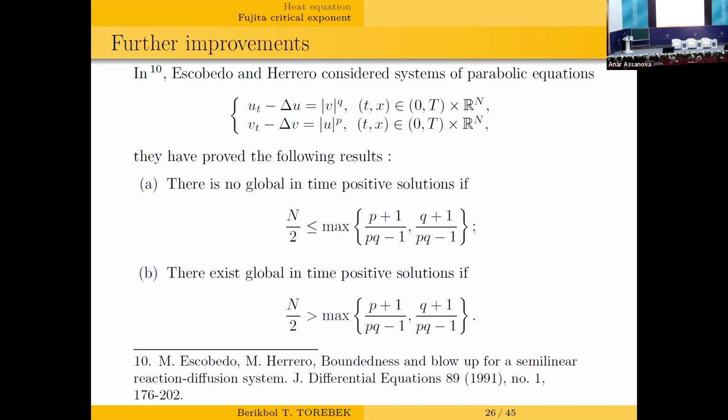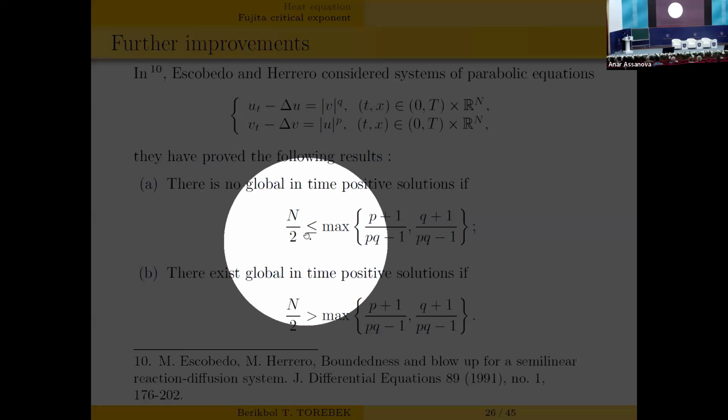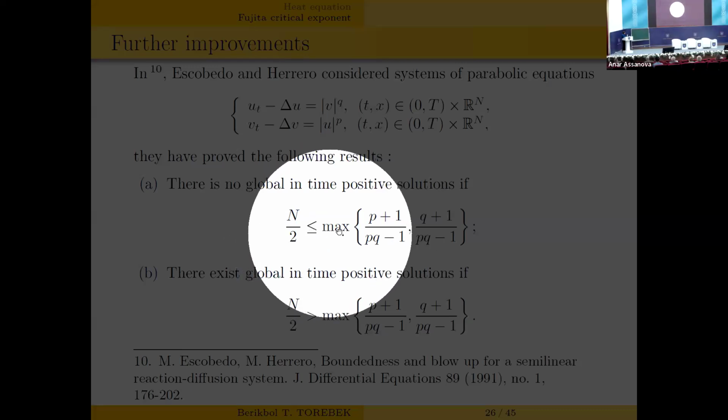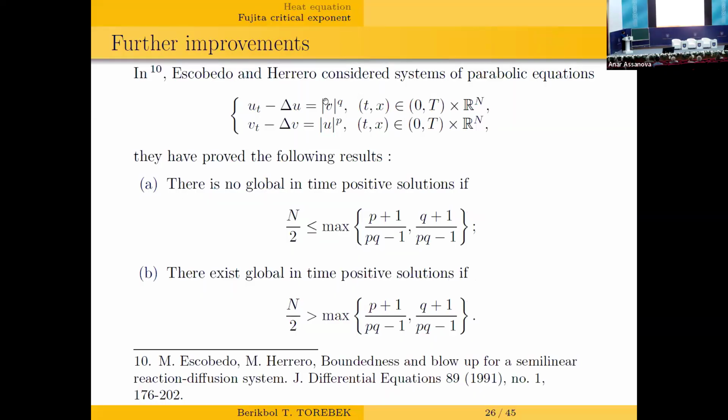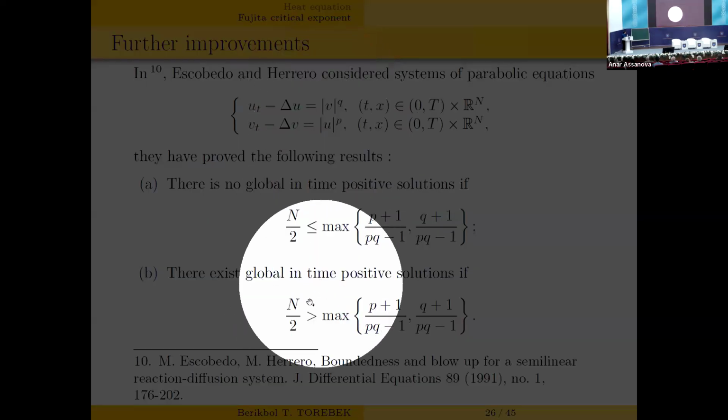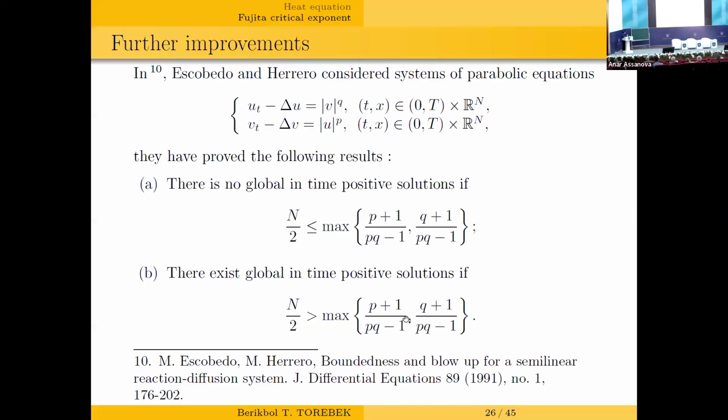And Escobedo and Herrero considered the system case. They consider two systems of semilinear heat equations. And they also show that if n divided by n is less than the maximum value of these numbers, then there is no positive in time global solution. And if n is greater than this number, then there is a global solution for sufficiently small initial data. The results were published in 1991 in the Journal of Differential Equations.